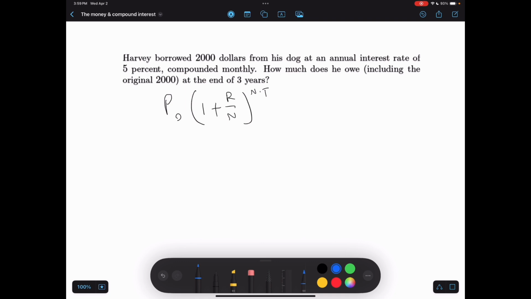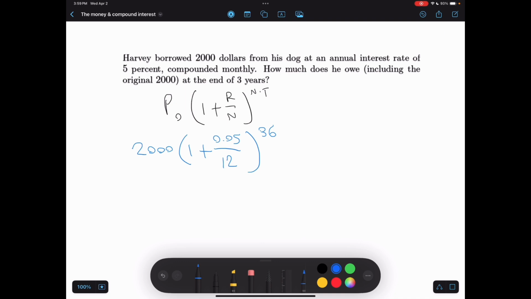So let's go ahead and fill this in with all of our values. We know P is 2,000. Write that in. Then 1 plus the annual rate, which is 5%. We're going to write that in decimal form to make it easier. Over the frequency of the payment in 1 year, which is 12 times. Then we multiply that by 3 because he's doing this for 3 years to get to the 36. We're raising that to the 36th power there. So this is our completed and filled in formula here.